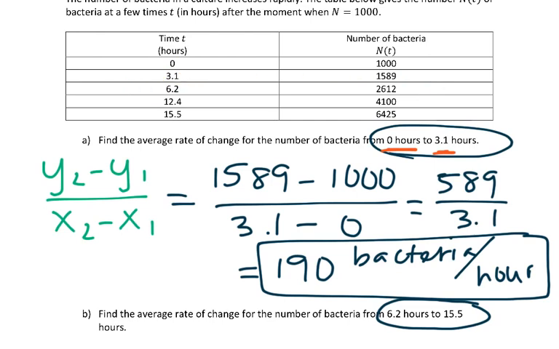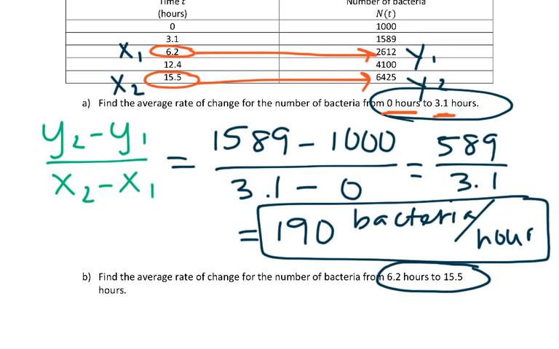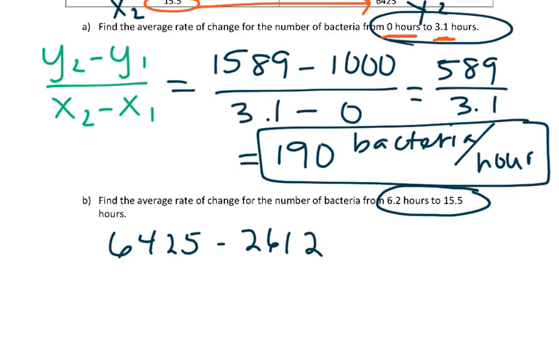We are now going to focus on 6.2 and 15.5. If this is my x1 and this is my x2, we have to find the y values that correspond to that. So this would be my y1 and my y2. Now when I use the slope formula again, I know that y2 is 6,425, and we're going to subtract my y1 value, 2,612, and then divide by my x2, which was 15.5, minus my x1.